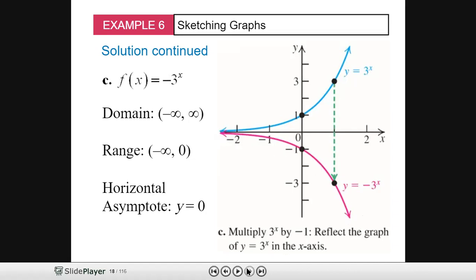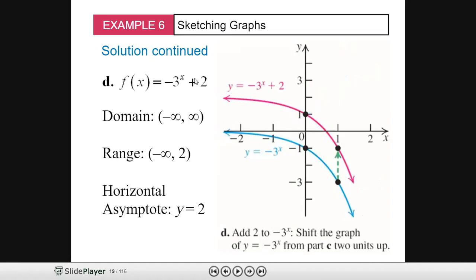So the next is this one. When you are adding one more constant unit to the 2, this is the original. Here you have this negative, and you are just putting 2 units away, so it will go up. So that's why all these graphs are given.